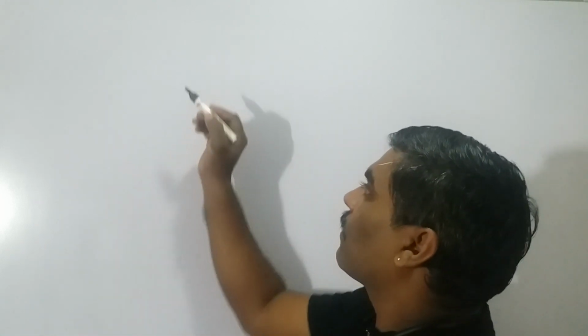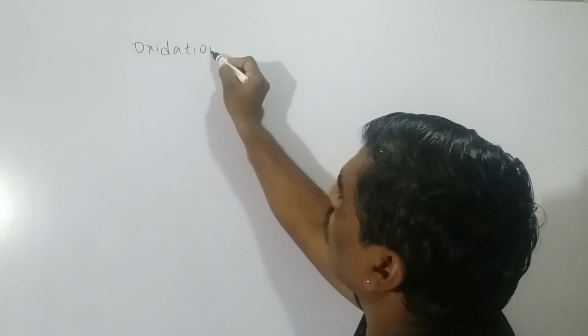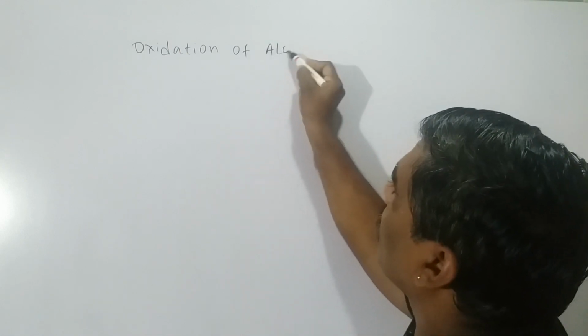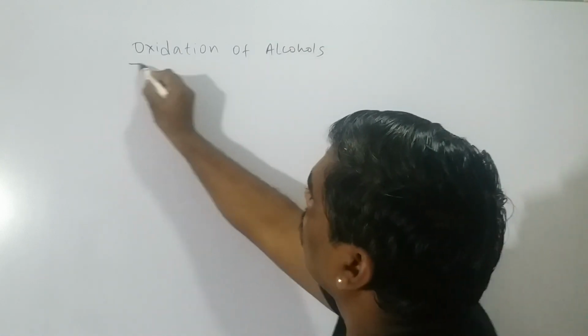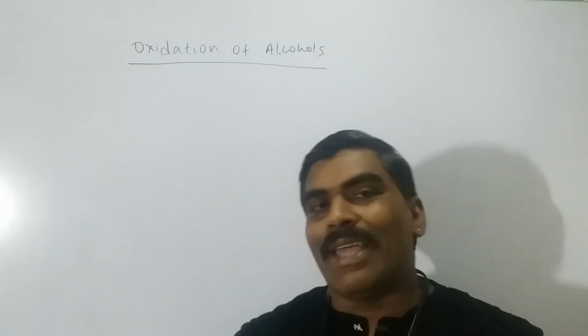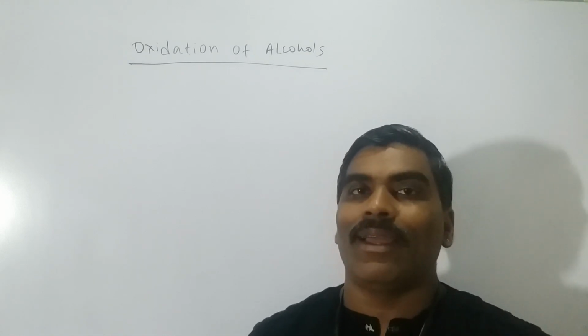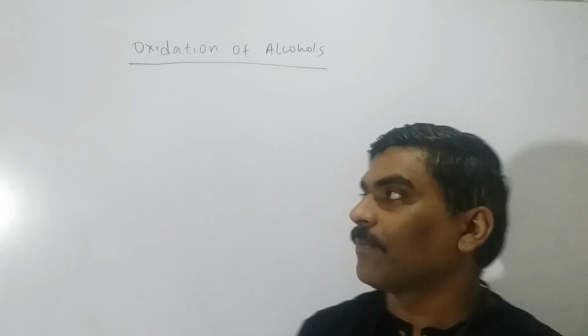Students, today our topic is chemical properties of alcohols. In this, oxidation of alcohol, first we'll see this. But before starting the actual reaction, first we'll see some table here which will be required during the reaction.